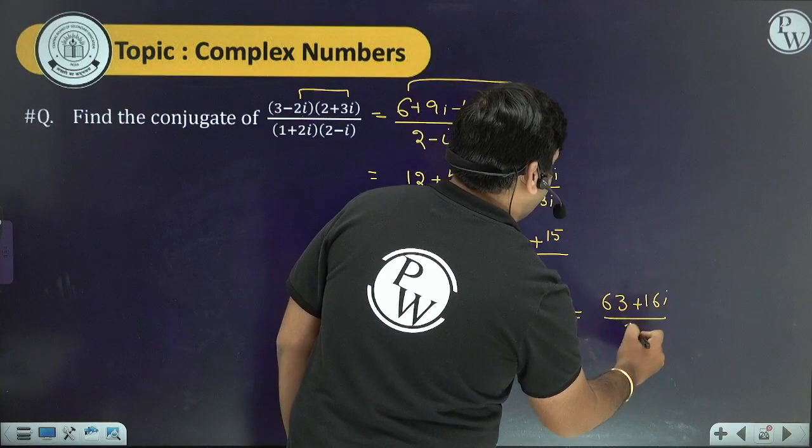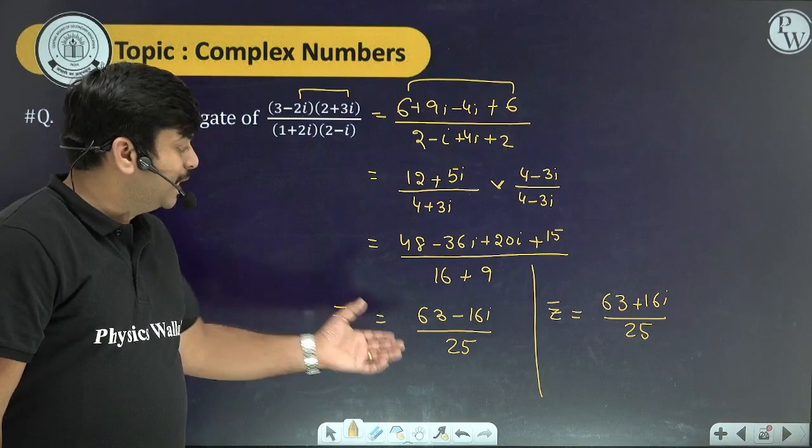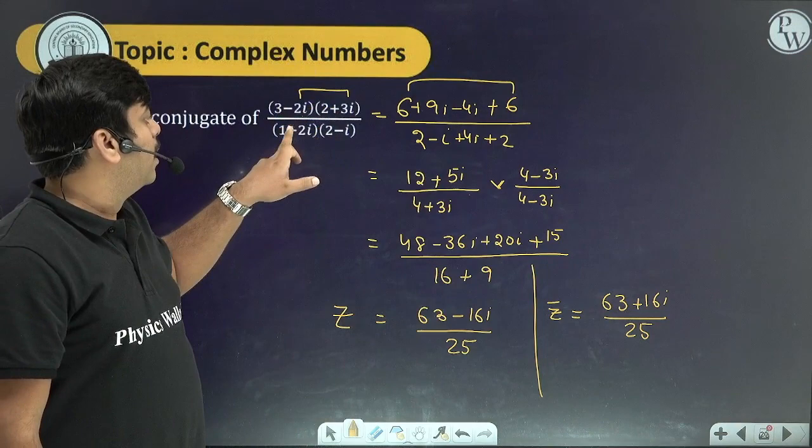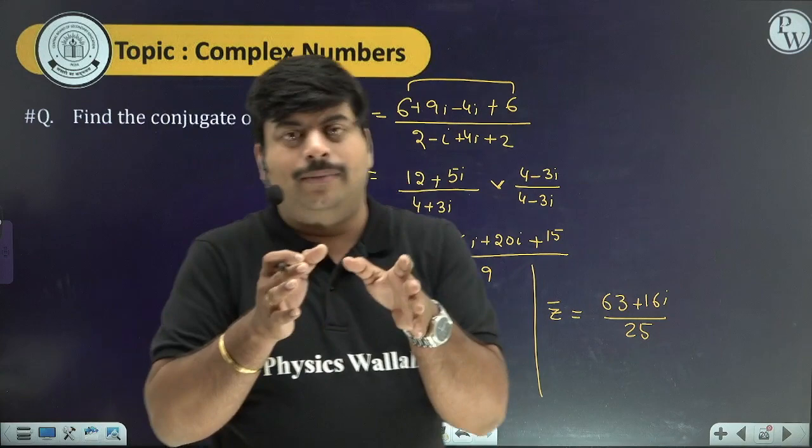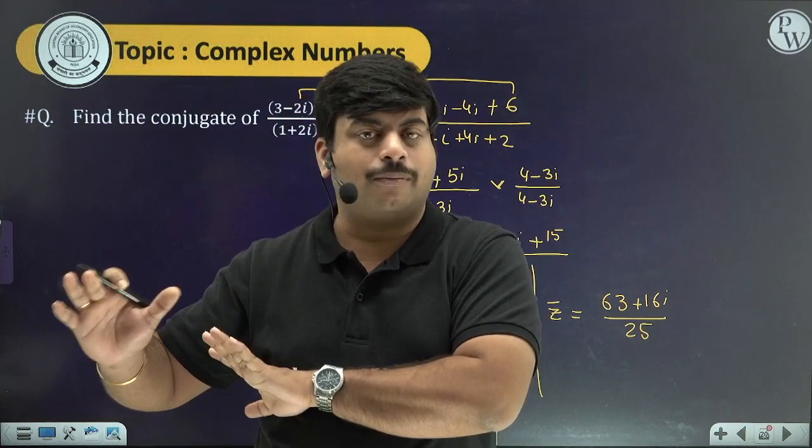Or people, instead of changing here, some people change at the very first step. They convert 3 plus 2i to minus 3i, 1 minus 2i, 2 plus i, and then do this process. Whatever answer you get at the end, that itself is your answer. You expand, bring into standard format, and then apply conjugate. Or you apply conjugate, expand, and bring into final standard format. Both are same. However you want to do, it's up to you.